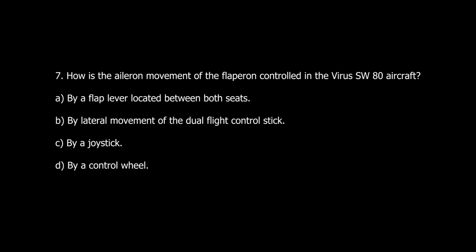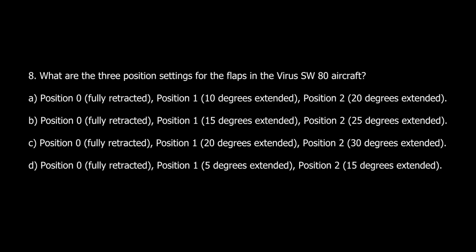Question number 7. How is the aileron movement of the flap aileron controlled in the Virus SW-80 aircraft? A. By a flap lever located between both seats. B. By lateral movement of the dual flight control stick. C. By a joystick. D. By a control wheel.